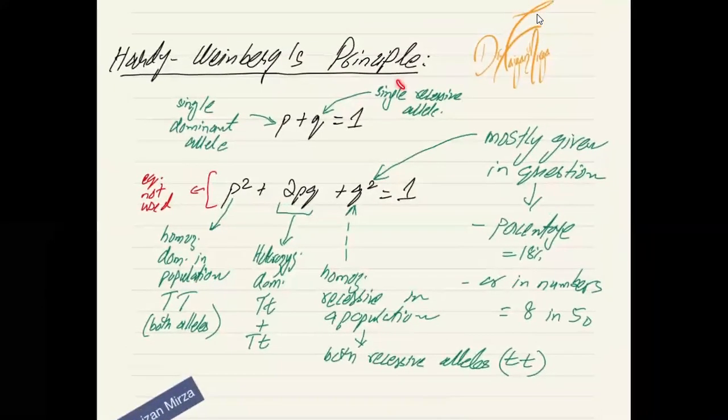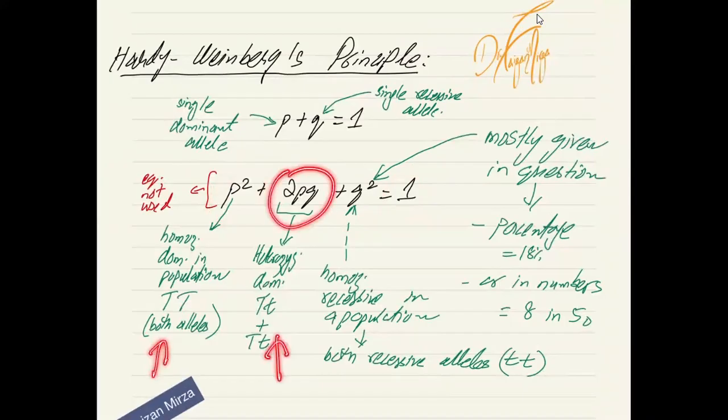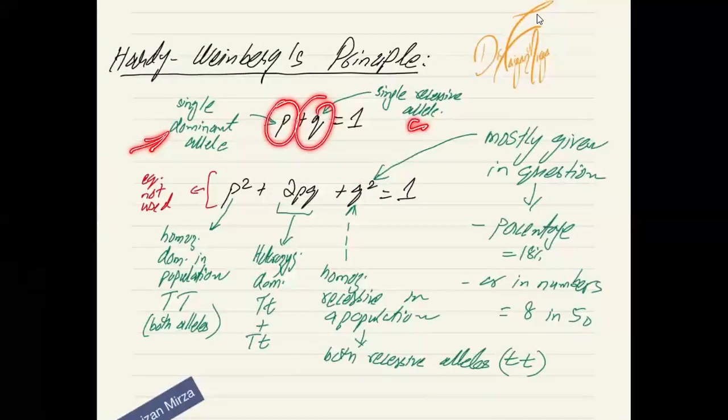The Hardy-Weinberg principle should be recalled, how we calculate p plus q equals 1, and how p squared plus 2pq plus q squared equals 1 can be done using the Hardy-Weinberg equilibrium. p squared represents the homozygous dominant population, both alleles together. 2pq represents the heterozygous population. q squared represents homozygous recessive in the population. Whereas single p represents the single dominant allele, and single q represents the single recessive allele.